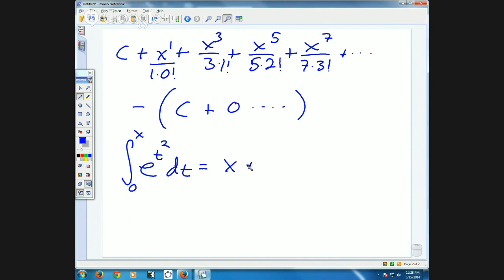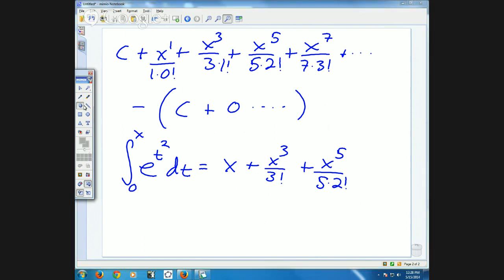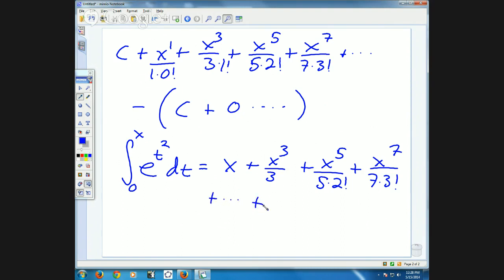x plus x cubed over 3 factorial plus x to the 5th over 5 times 2. And that is not a 3 factorial, it's just a 3. Let's start writing this thing. Plus x to the 7th over 7 times 3 factorial plus yada yada yada. Anybody want to take a stab at the nth term for this?